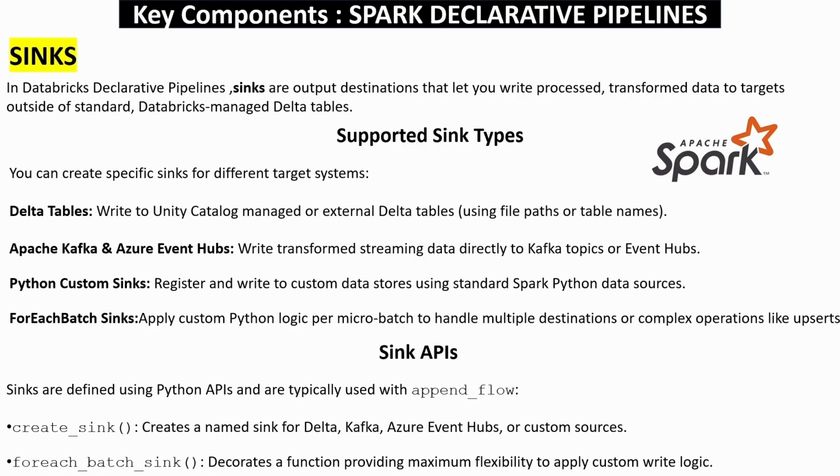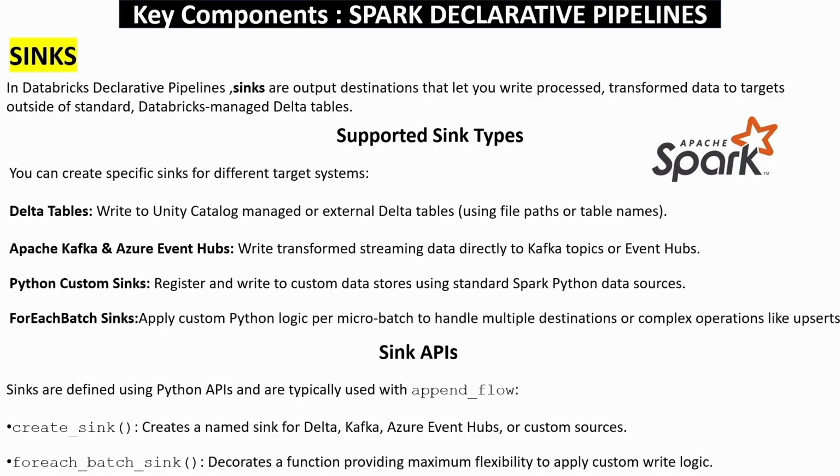If we talk about sink APIs, sinks are again the sibling of append flow. This means a sink will only work with a streaming table and it won't work with any materialized views or temporary views. So in order to do hands-on with sinks, Databricks Declarative Pipelines provides us two functions. First is the create_sink function, which is the most widely used function. And second is foreach_batch_sink. This is a decorator which you can use for custom logic. So it comes with a lot of flexibility to write all the custom logic.